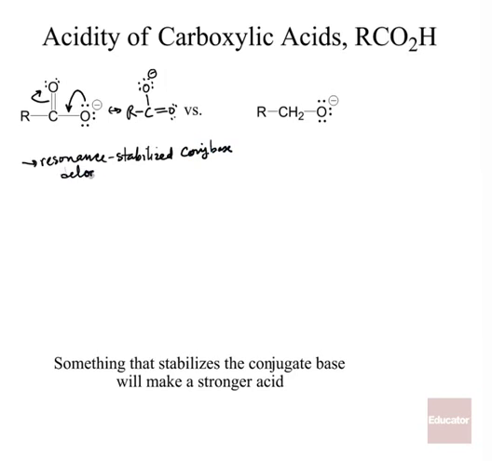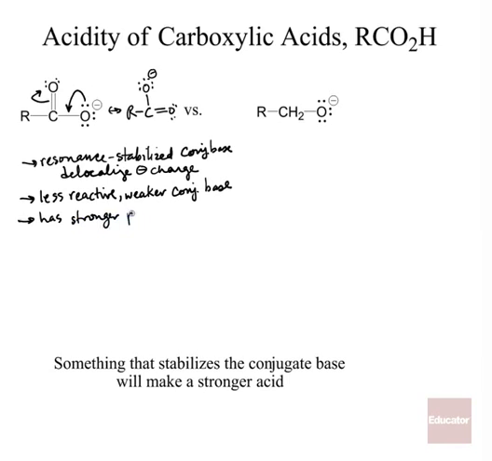We're really delocalizing the negative charge. That's a great thing. Anytime you can spread a negative charge out over multiple atoms, that's an excellent thing. So that makes it less reactive. If you are more stable, that makes you less reactive. That makes it the weaker conjugate base. This is the less reactive, weaker conjugate base, and the weaker conjugate base is the one that has the stronger parent acid.